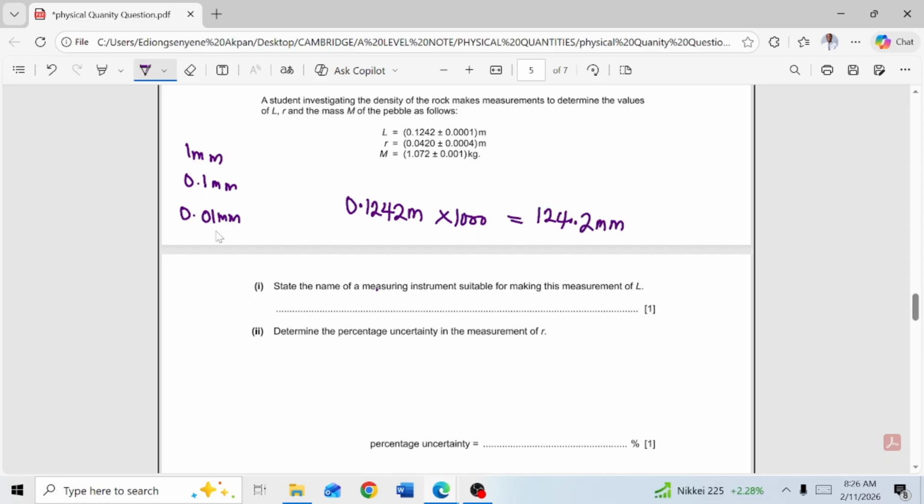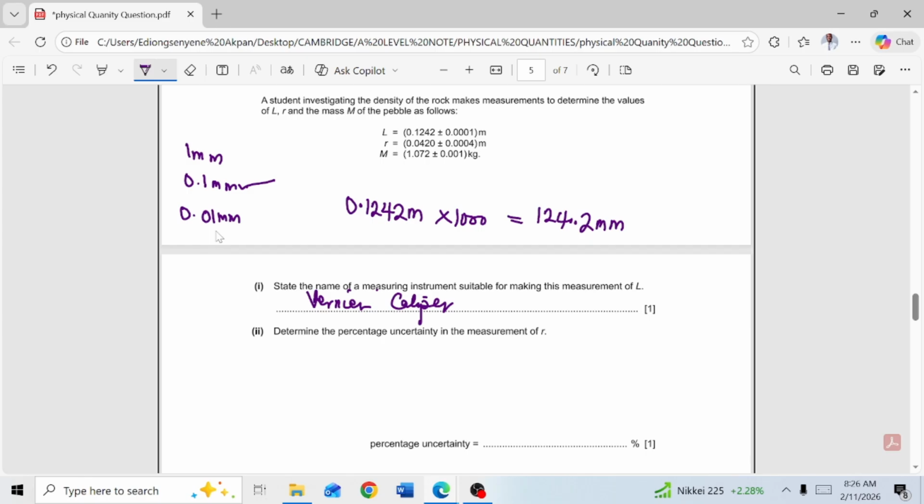So the instrument that can measure to one decimal place is the vernier caliper. So here would be the vernier caliper. That is the secret of how to get the most suitable instrument to measure. The next question: determine the percentage uncertainty in the measurement of R.